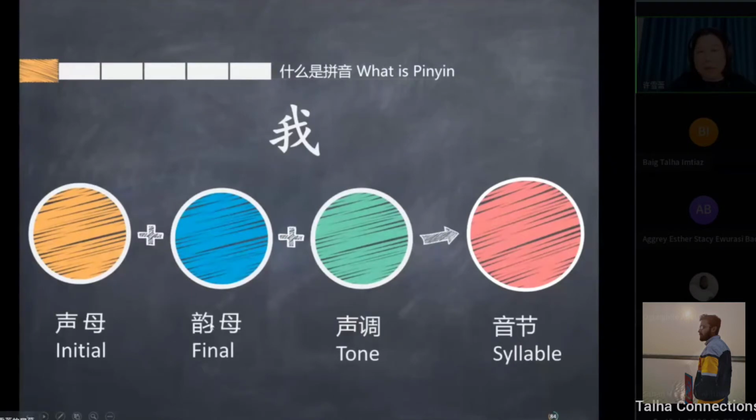For example, just now we mentioned 我, that is a syllable. A syllable consists of an initial, a final, and a tone. The initial is the first part of the syllable, and the final is the second part of the syllable. And the tone. These three elements work together to form the syllable of a character. It is read 我, which means I or me. So here are three parts: initial, final, tone, and then they are put together. It is a syllable.